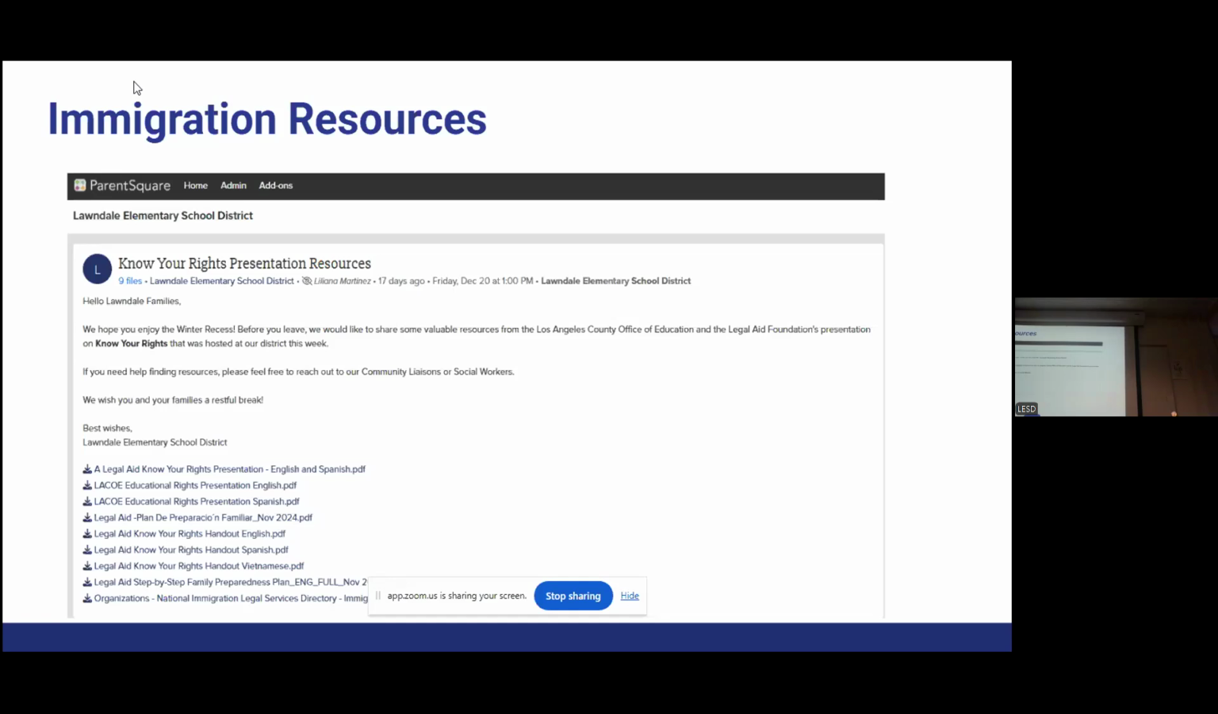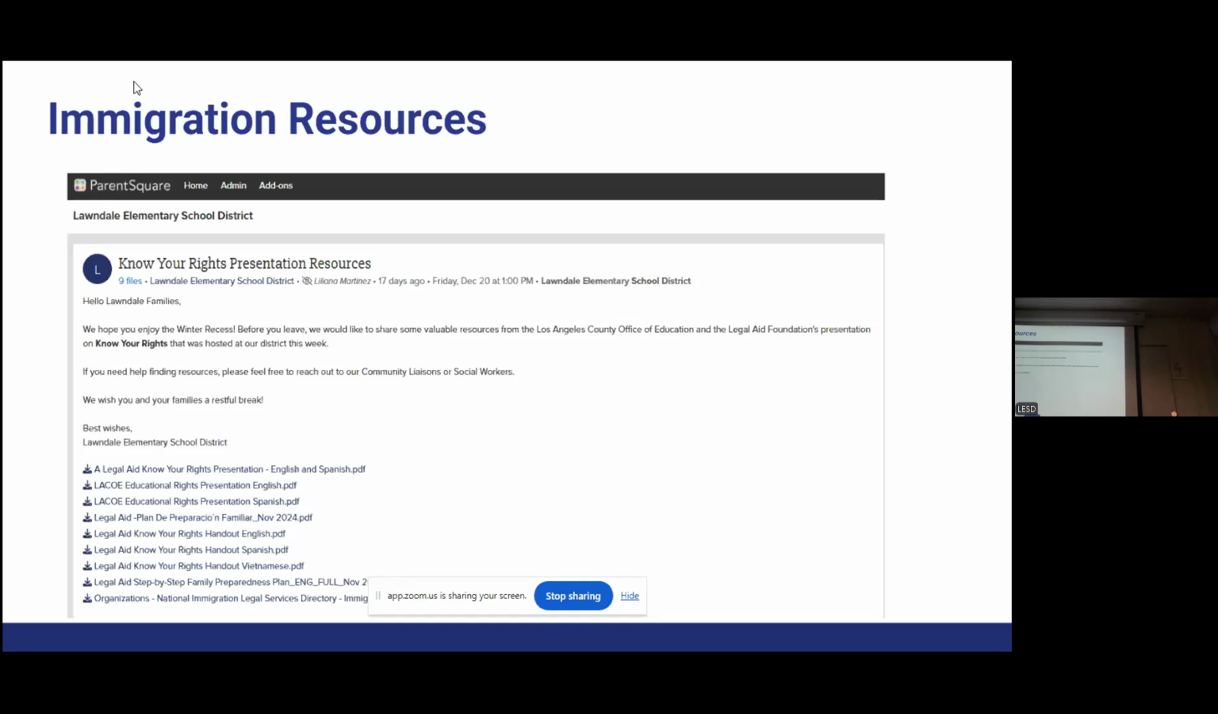So what happens if they do come? We have those handouts here. There's another thing, the preparation plan. We have copies for you. And if you're not here and you're on Zoom and you need a handout, please reach out to our community liaison or social workers and we'll get you a handout. That plan gives you step-by-step what you should do to prepare yourself in case something happens.